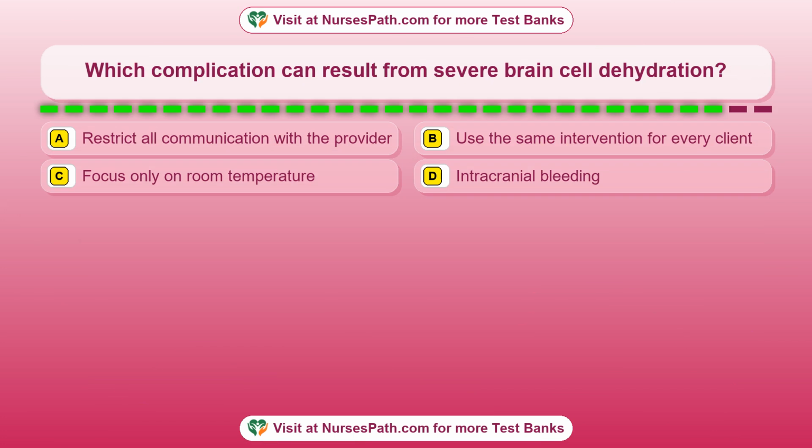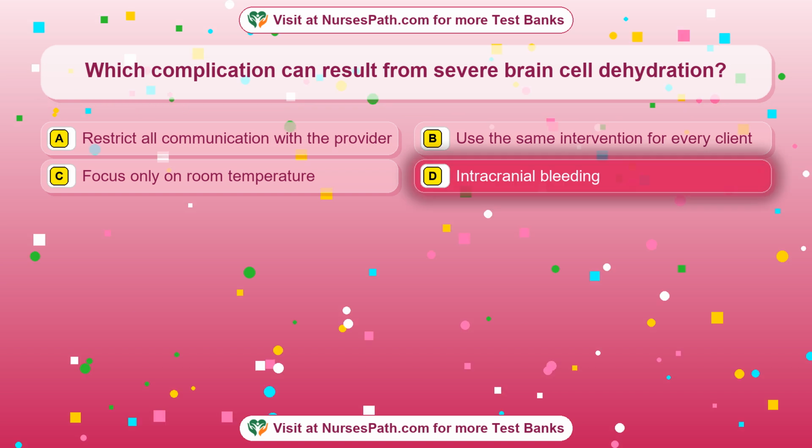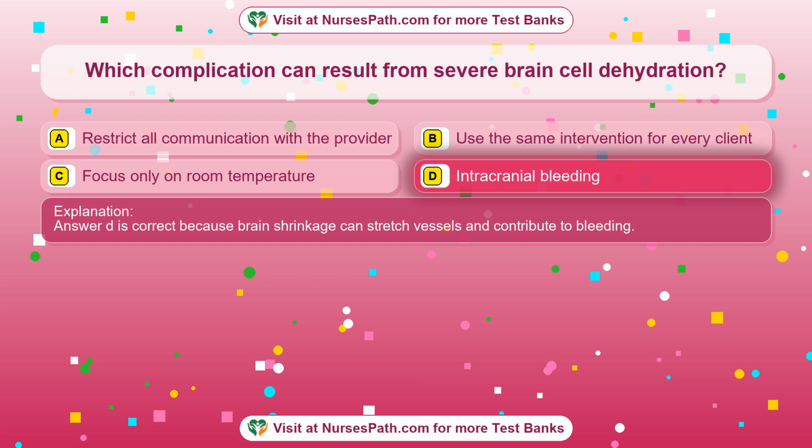Question 24. Which complication can result from severe brain cell dehydration? Option A. Restrict all communication with the provider. Option B. Use the same intervention for every client. Option C. Focus only on room temperature. Option D. Intracranial bleeding. The correct answer is option D. Intracranial bleeding. Answer D is correct because brain shrinkage can stretch vessels and contribute to bleeding.